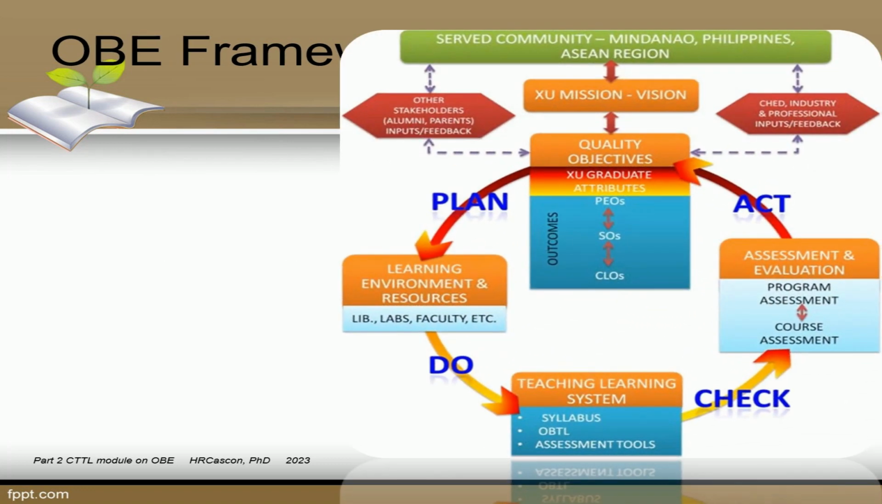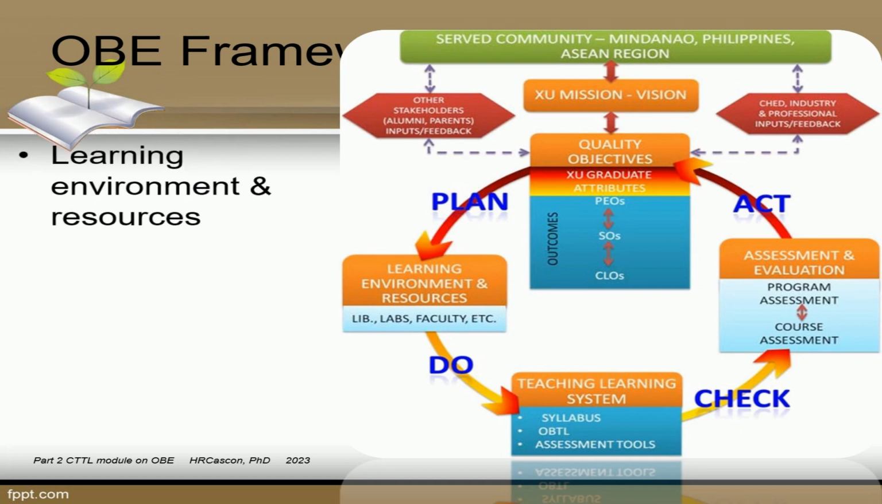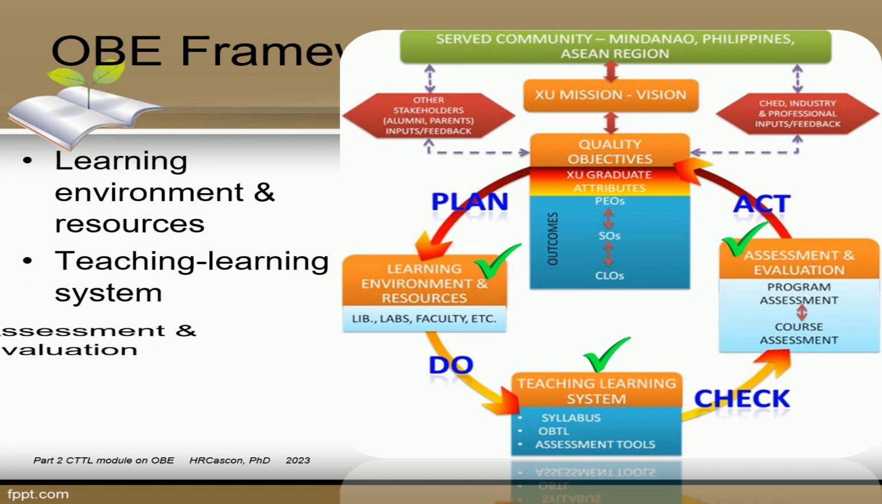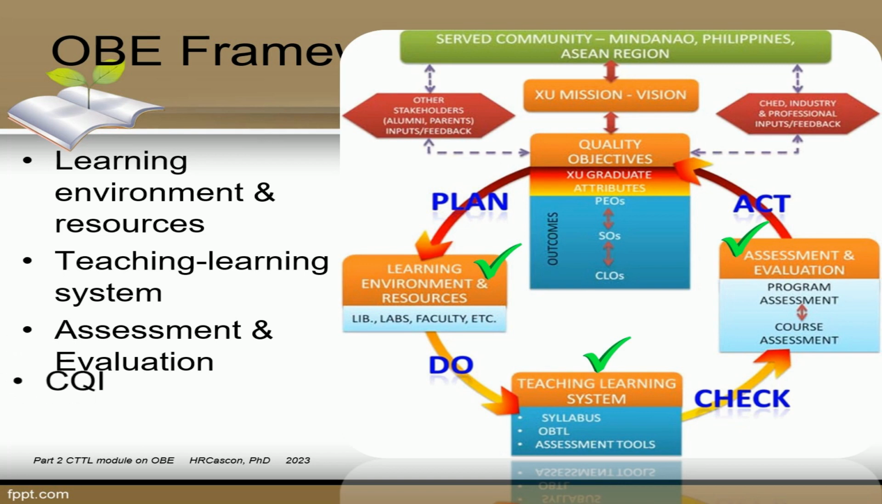With the courses included in the curriculum, the school then provides the learning environment and resources, and teachers will create the teaching learning system. We then run our curriculum. We hold classes, give assessments, and grades. Grades are our measure of learning outcomes attainment. Finally, assessment and evaluation at the program and course levels are done periodically to measure attainment of intended outcomes. Also, we identify and implement improvement actions to address gaps or weaknesses. This is the CQI step of the entire system.